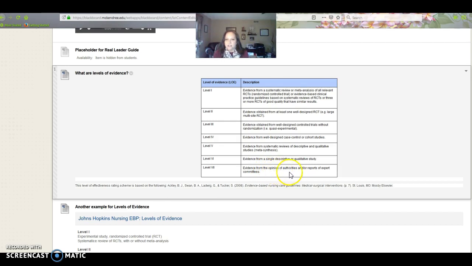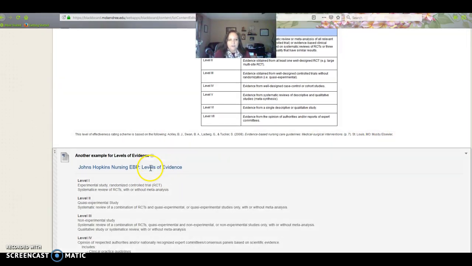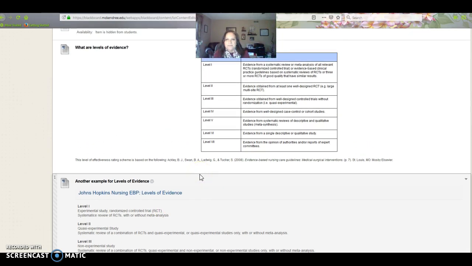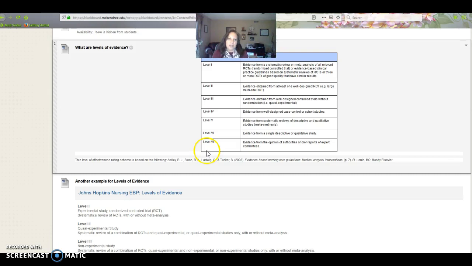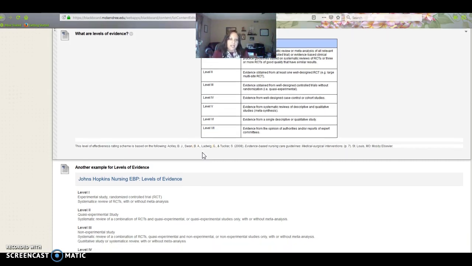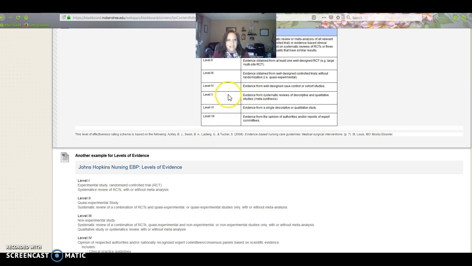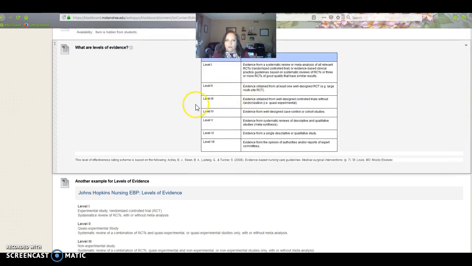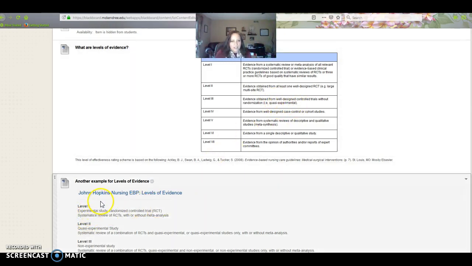came from the Evidence-Based Nursing Guidelines, Medical Surgical Interventions, all right? It was published by Mosby Elsevier. And then if you look down here, here's the Johns Hopkins Nursing Evidence-Based Practice Level of Evidence. They're relatively about the same, but depending upon who writes it and the publisher, they can be very different, all right? So for example, here, level 3 is the quasi-experimental. Well, here, the Johns Hopkins Nursing Evidence-Based Practice gives level 2 as the quasi-experimental study.